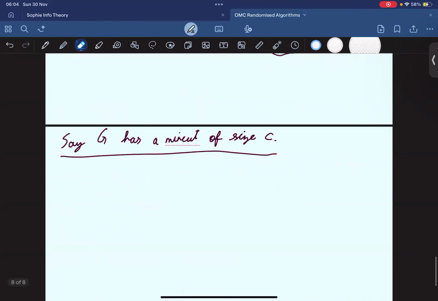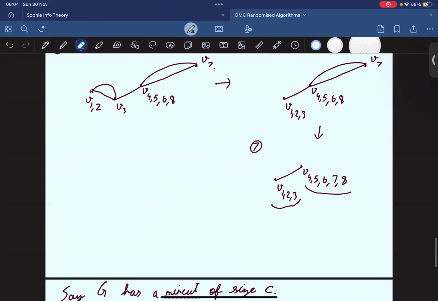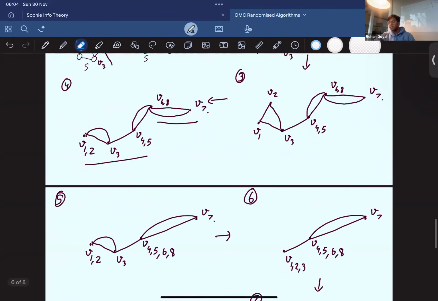Wait, does it never increase or never reduce? The size of the min cut is not an invariant. It can definitely increase, because it could have contracted V3, V4, V5 and that increases the size of the min cut. I'm just saying it cannot decrease.